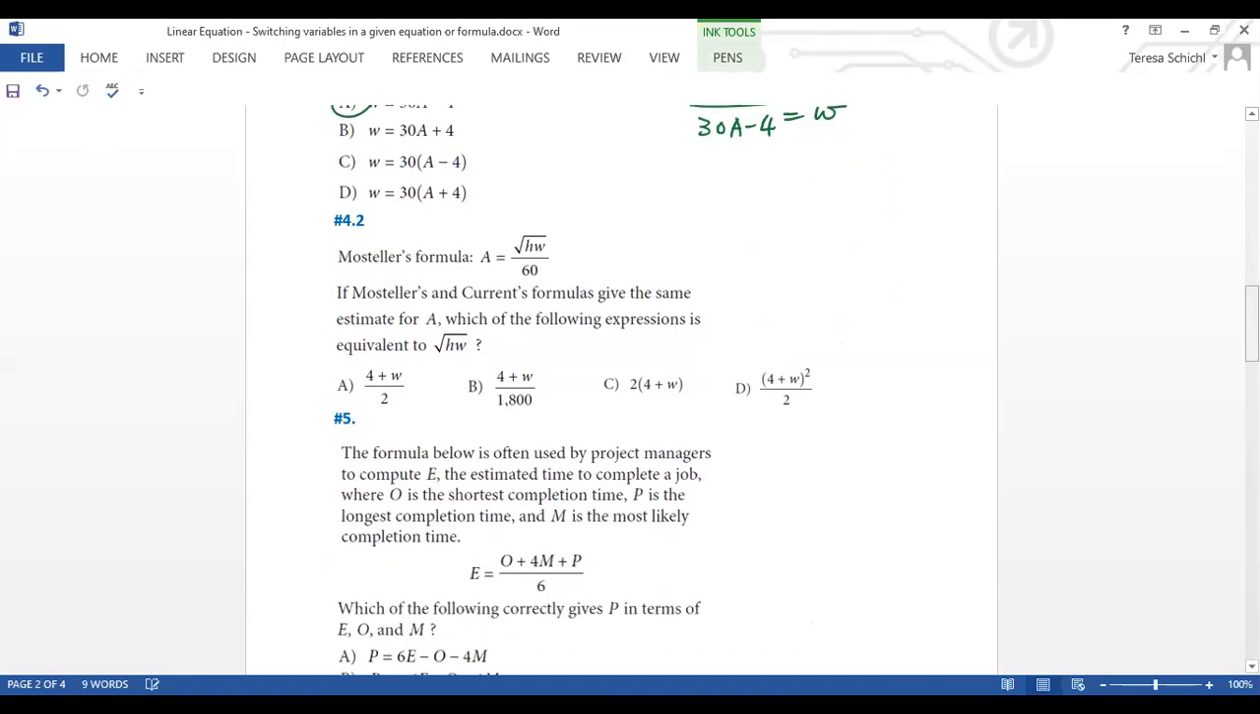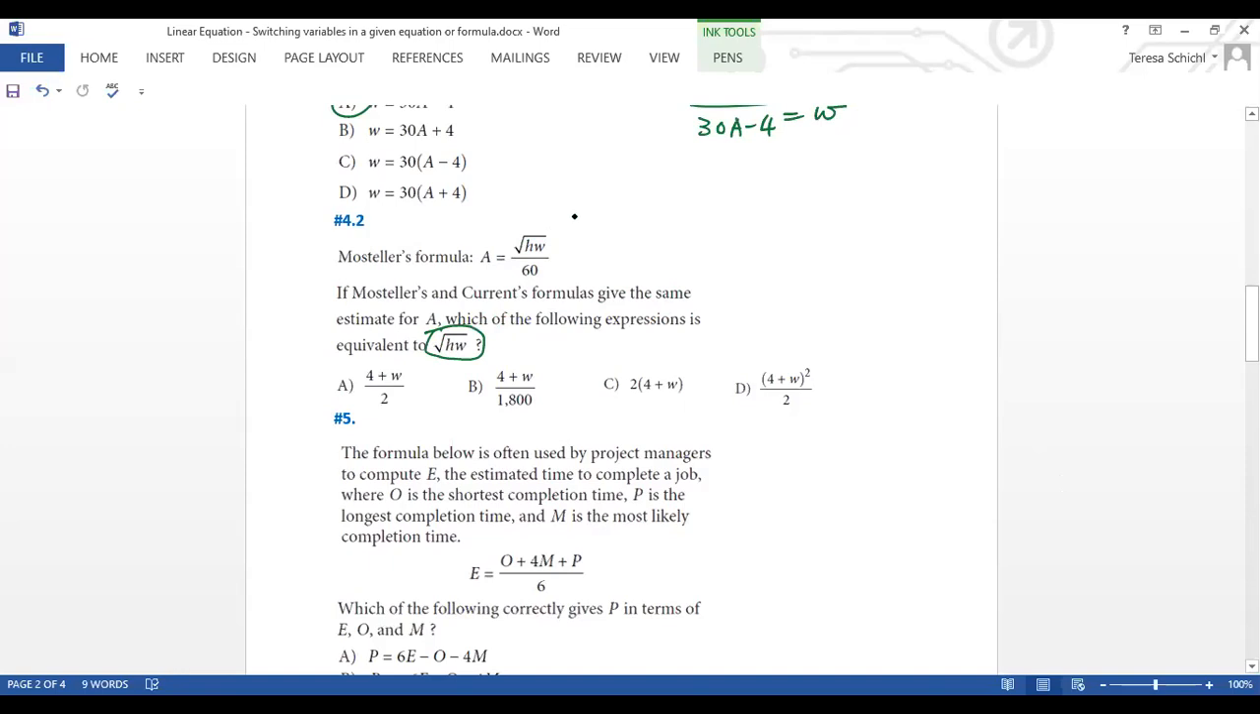Okay, so let's take a look at 4.2. They said Morse-Taylor's formula, they have a different way to represent the currents here. So they said Morse-Taylor's formula is A is equal to the square root of HW over 60, right? If Morse-Taylor's rule and the current's rule give the same estimate for A, which of the following is equivalent to the expression for the square root of HW here?